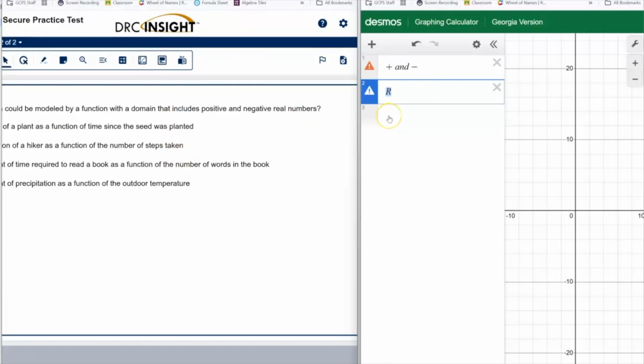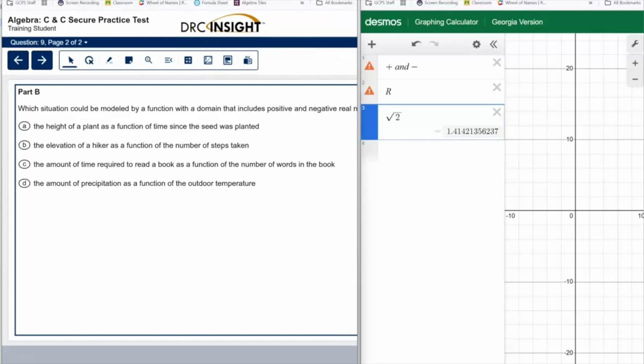Not just 1, 2, 3, 4, 5, but 1.5. Not just positive, but also negative 1.15. Shucks, I'm even looking for SQRT2, which is 1.4142. Can I have that? That's what I'm looking for in my words. All right, let me read my words so I can see. The height of a plant as a function of time. So the height is the Y. Function of time is X.